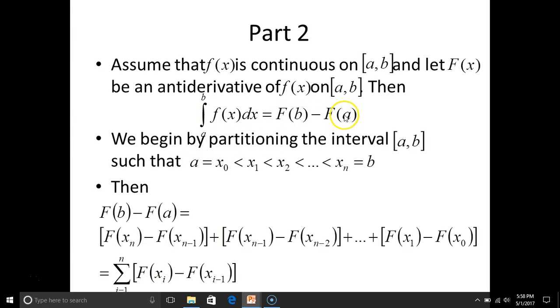We start now with the right-hand side and partition the interval from a to b into little subintervals, from x0 equal to a to xn equal to b. Therefore we can write the difference F of b minus F of a as a sum of n differences. And now let's look at what each of these differences looks like.